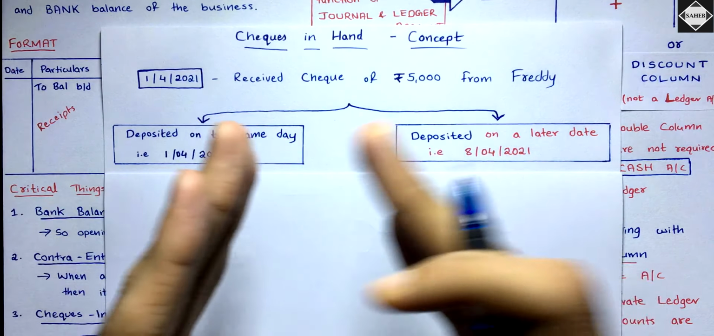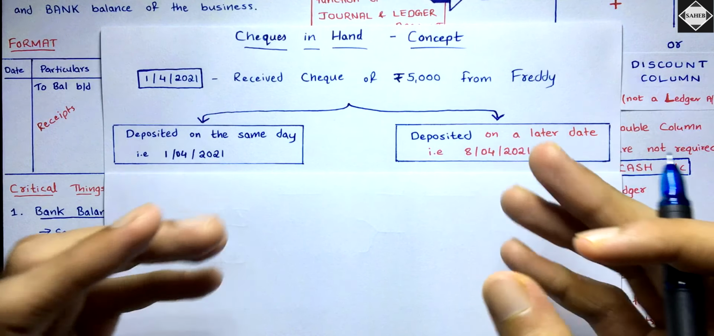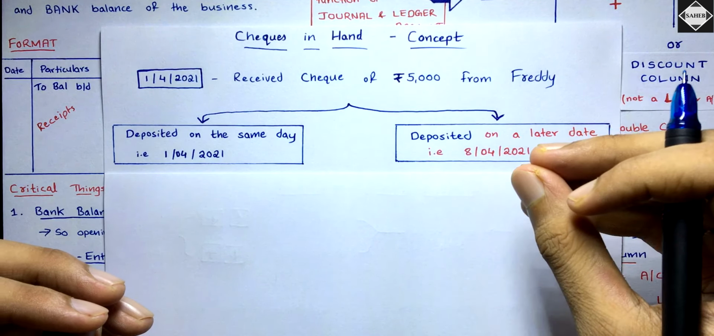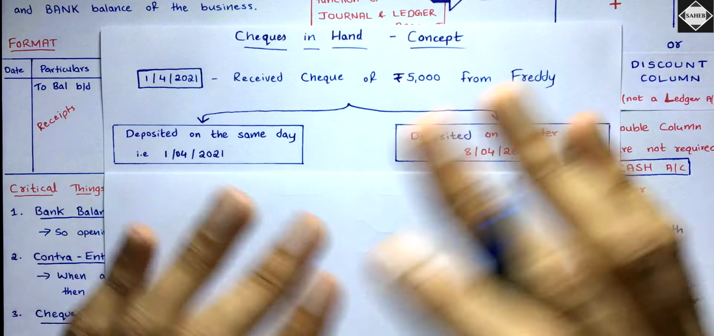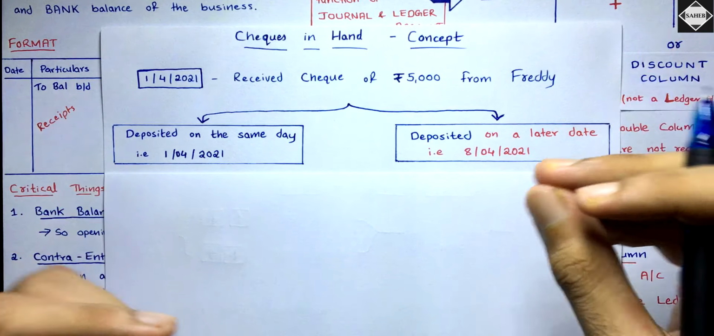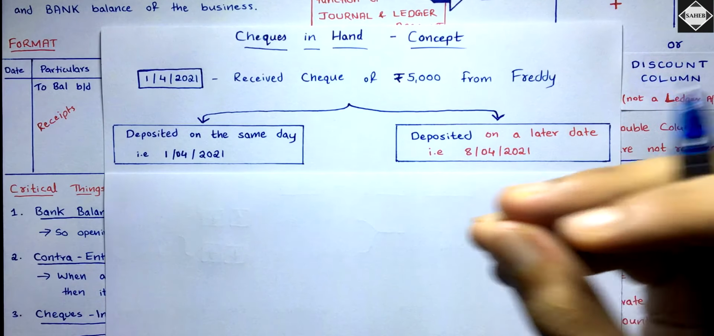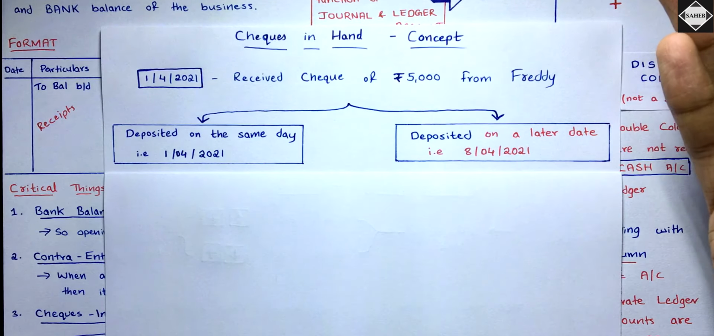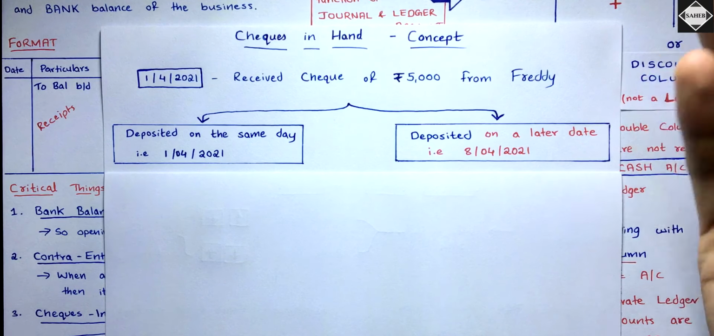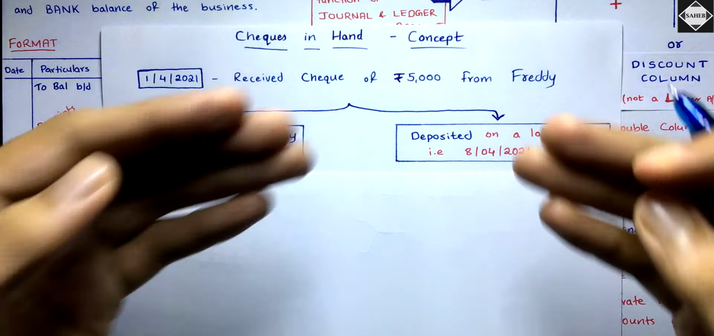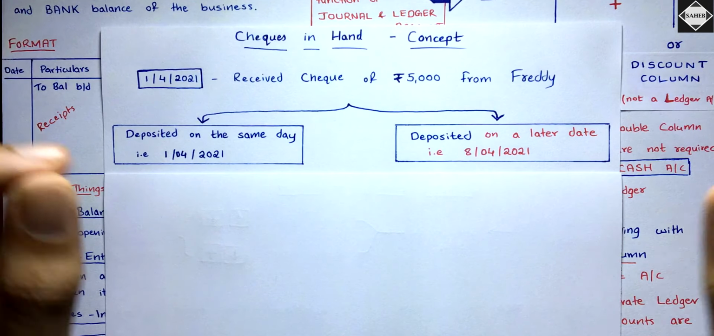But after 2 to 3 days, you can come to know that that check has been bounced. That check has been dishonored. Dishonored means you haven't received the money. Maybe there was some error because of which the check was not cleared, or maybe there was no balance in your customer's account. Your balance has to come from somewhere, now it has to come from your customer's account. So if there is no balance, then the check will bounce. So this situation can also happen.